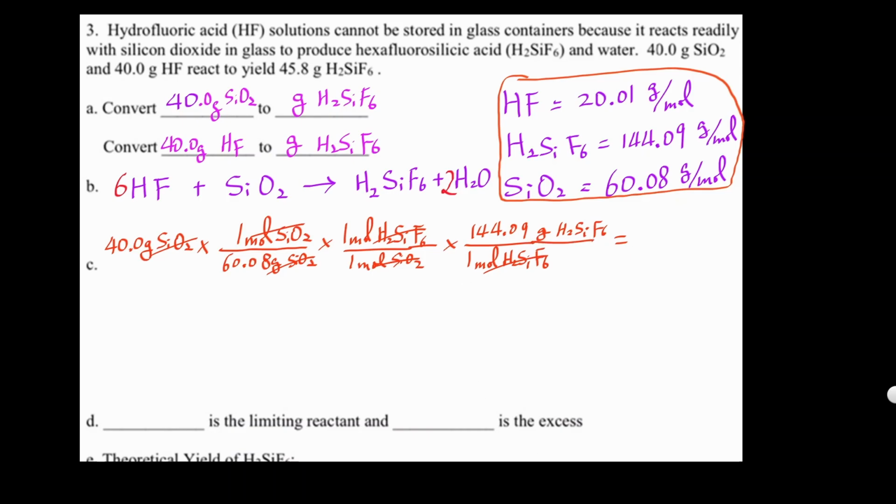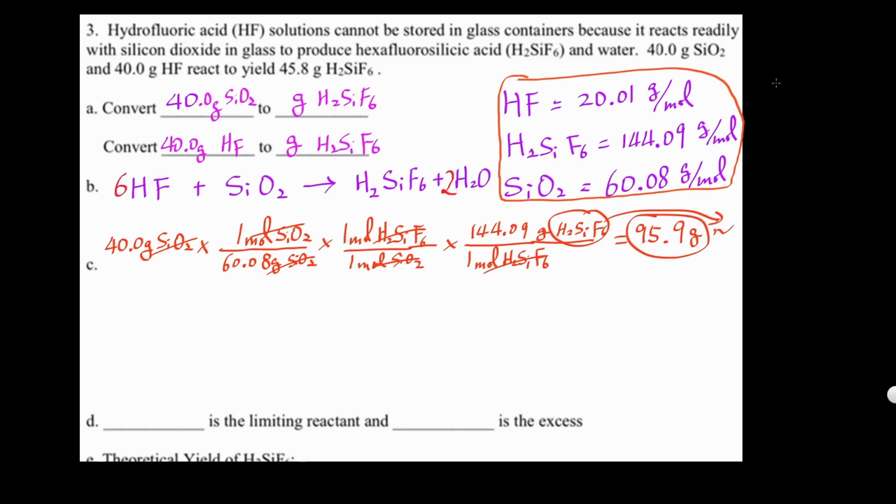So take out your calculator. First of all, you should try this by yourself before you watch this. Okay, here we go: 40 divided by 60.08, times 144.09. And if I do something wrong, can any of you leave a comment saying I'm wrong? I get things wrong all the time. So that's 95.9, with 3 sig figs. 95.9 grams of H2SiF6.